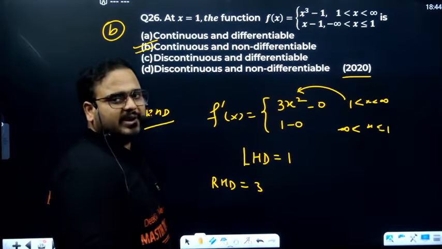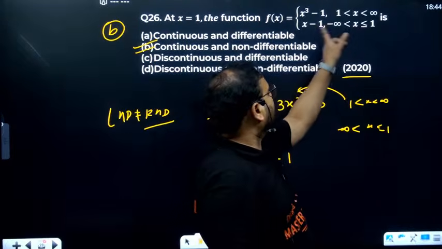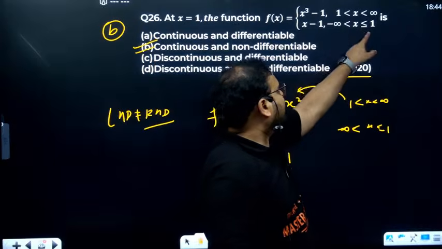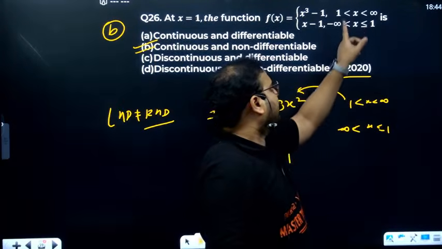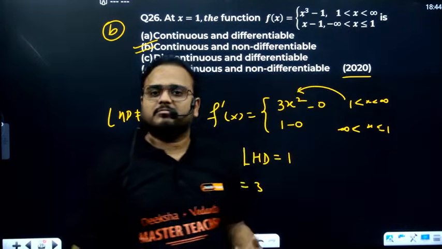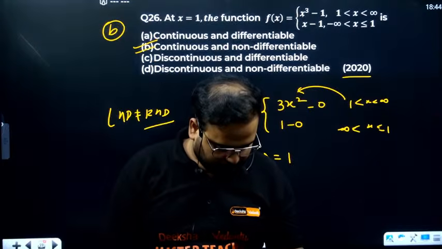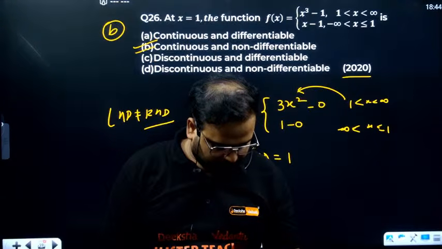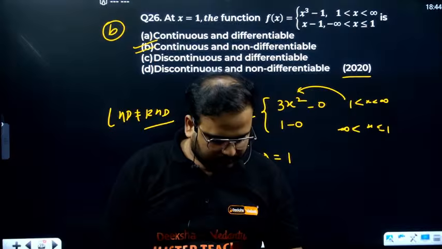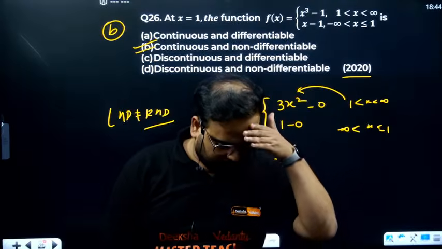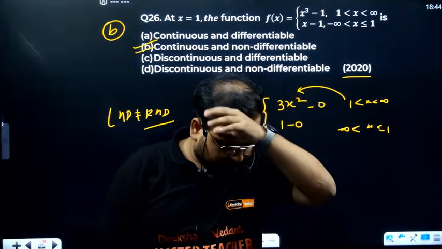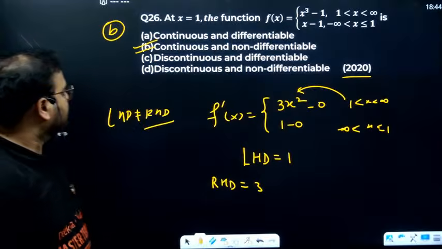How come continuous? Find f at 1 is what? 1 minus 1, which is 0. Left hand limit is what? 1 minus 1, which is 0. And right hand limit is what? 1 cube minus 1, also 0. Yeah, so answer is B, correct.